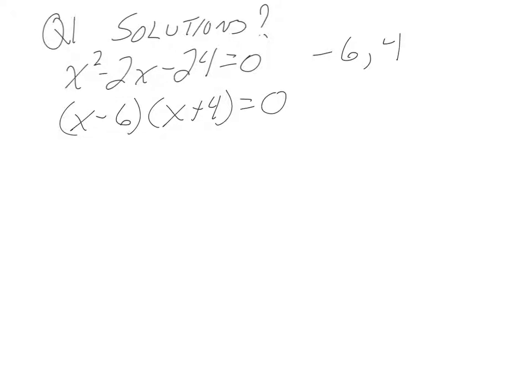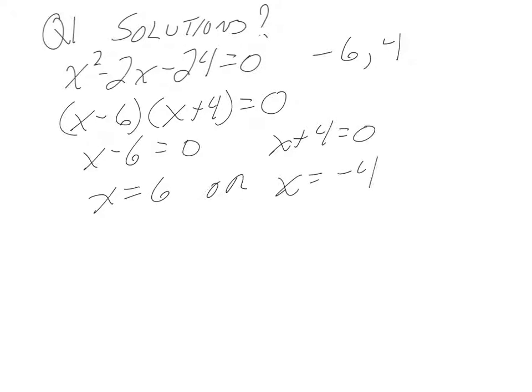For this to be true, either x minus 6 equals 0, so x equals 6, or x plus 4 equals 0, so x equals negative 4. You selected 4 and 6 instead of negative 4 and 6 on this question.